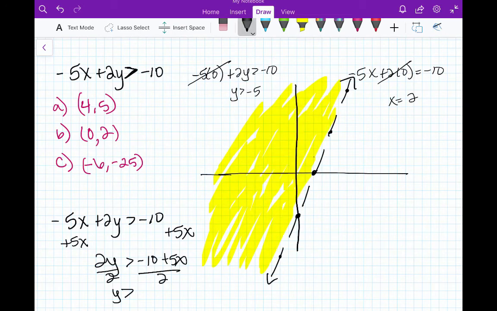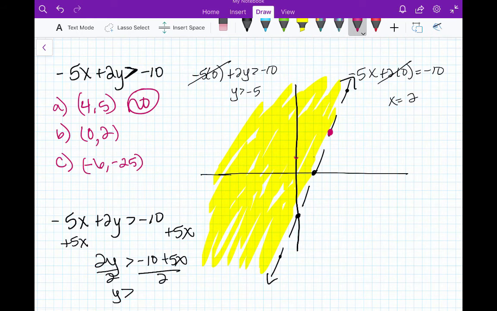Now we're going to figure out where these points lie. 4, 5 is right here. Interesting, 4, 5 is right on the line. But notice this line is dashed or dotted. I like to explain it as the line has holes in it, so there can't be solutions on the line because they're going to fall through the holes. So this is not a solution to this inequality.